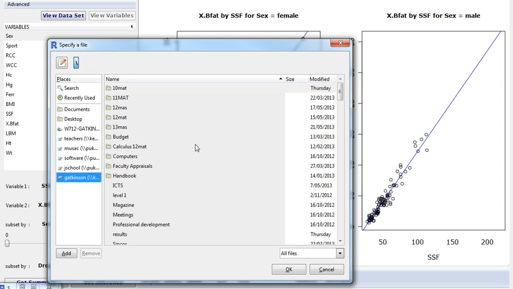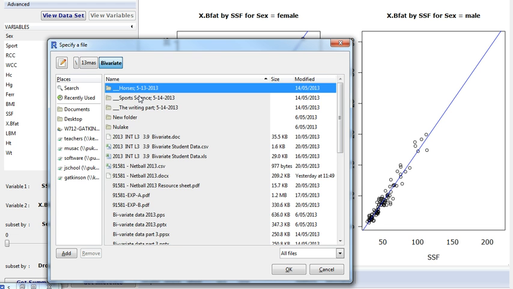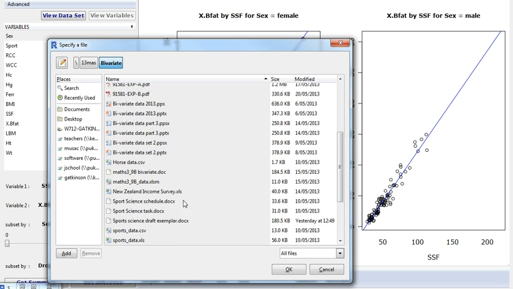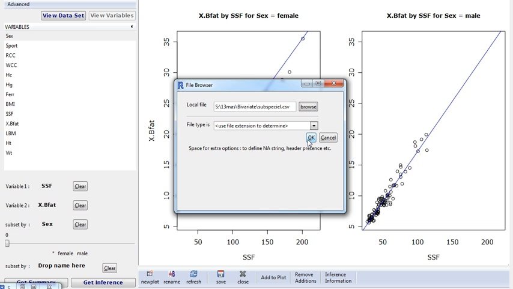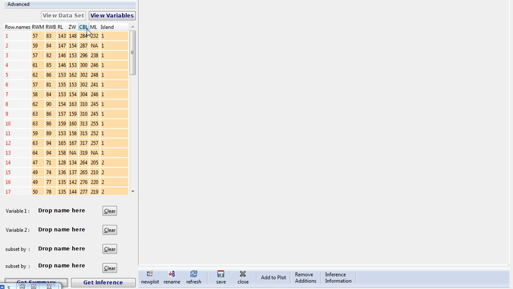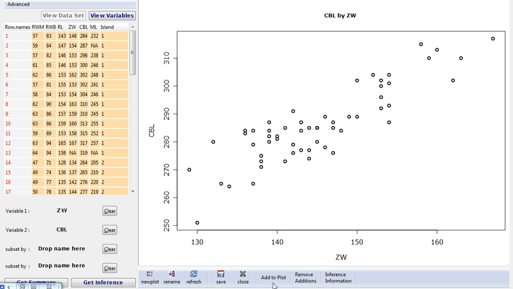If I go to the subspecies data though, and forgive me while I have to navigate my directory structure to get there. This is data about Hector's dolphins, and I'm going to do that relationship.